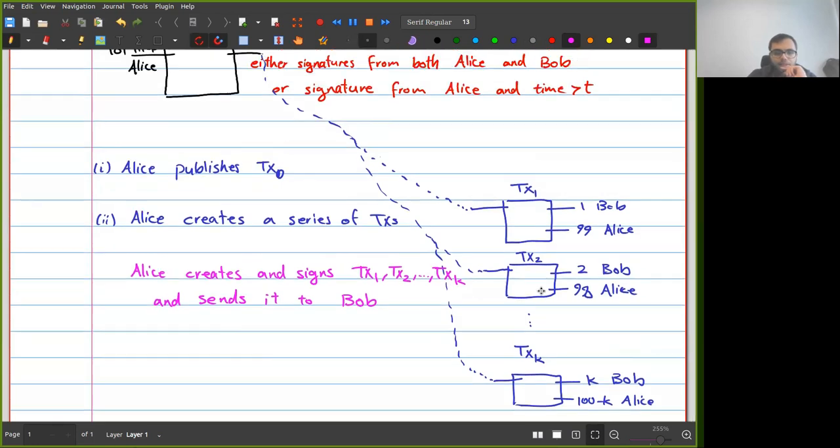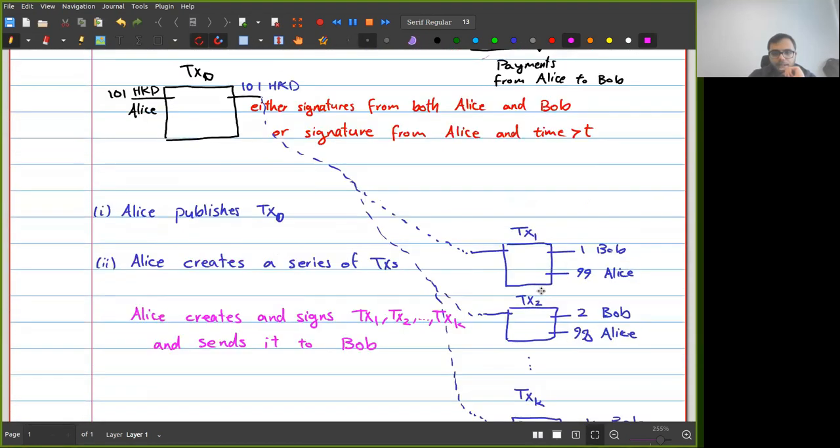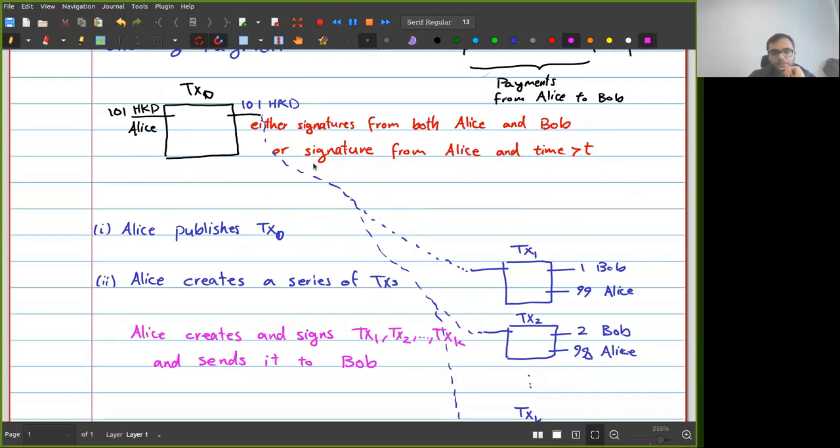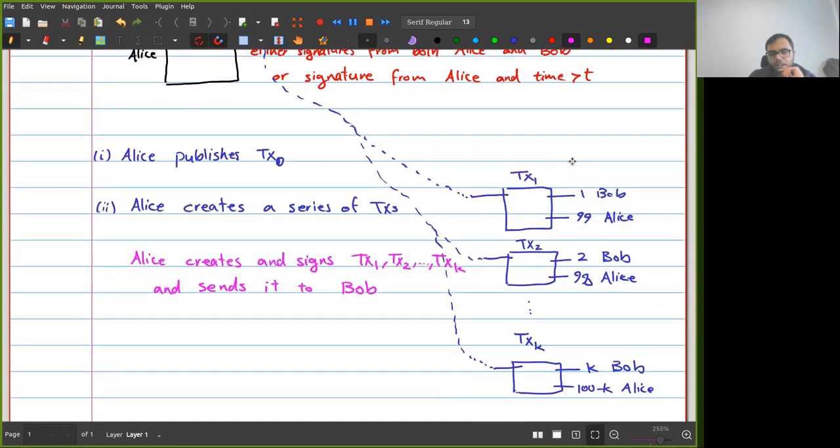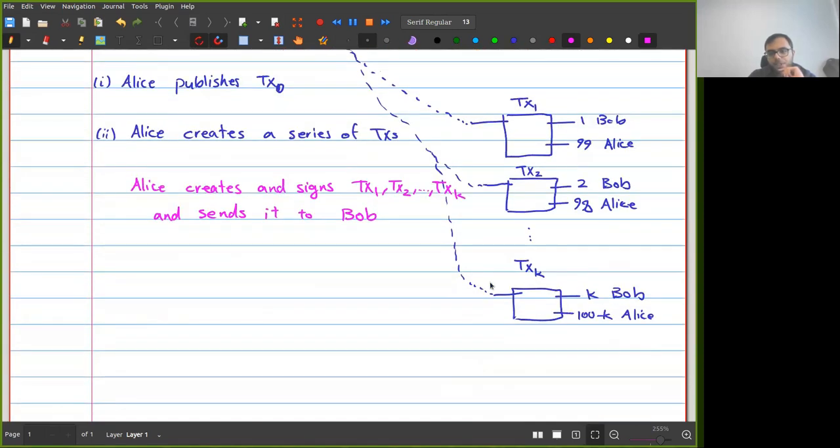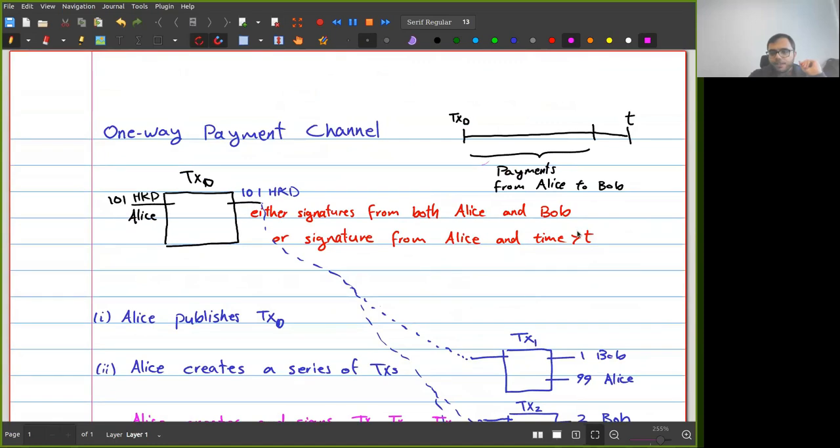Now, we have several properties here. And by the way, remember from last time why we had this extra condition at the end? The extra condition was so that if Bob refuses to publish any of these transactions, if Bob wants to extort Alice and says, oh, I don't want to publish any of these transactions, then Alice can just wait until after time T and she can take all of her money back.